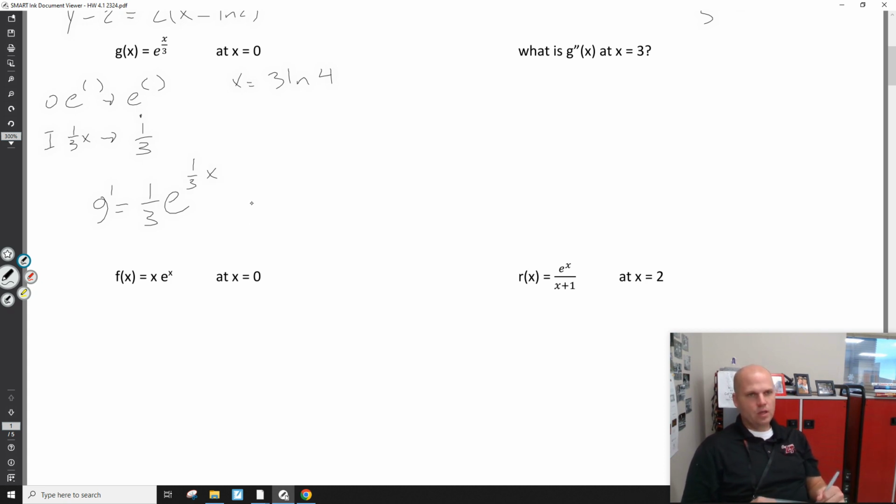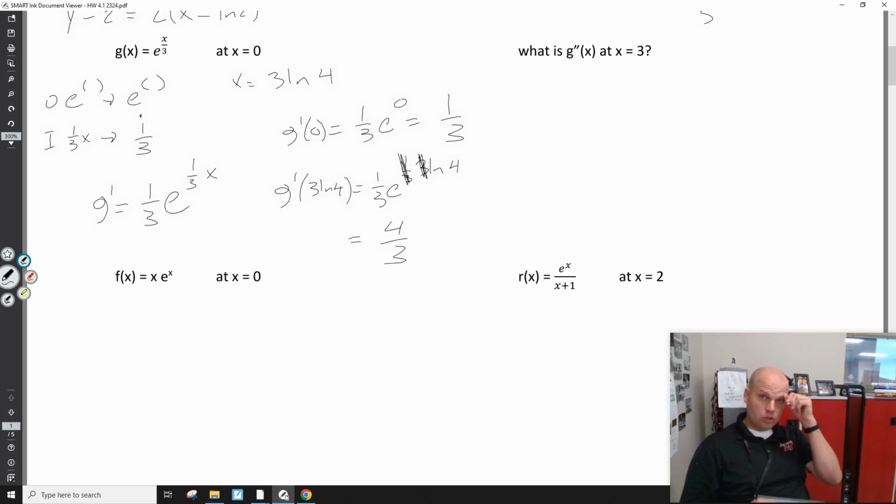Now, if I plug in 0, let's just remember that anything to the 0 power is 1. So I'd have 1/3 times 1, which is 1/3. And then watch what I'm going to do here with 3 log 4. If I plug in 3 log 4, I can actually cancel this 3 and this 1/3, and it becomes a 1, which means it becomes e to the log 4, which is 4. 4 times a 1/3 is 4/3. So just two different answers.